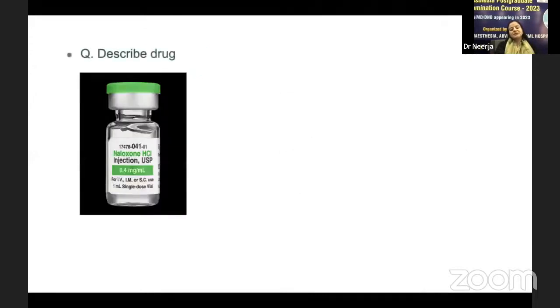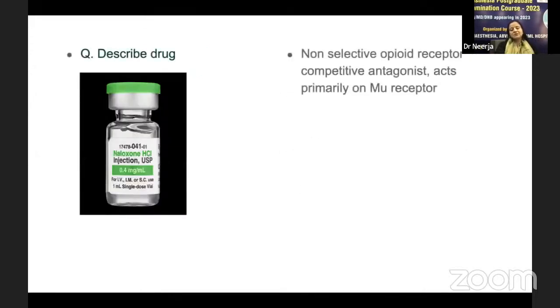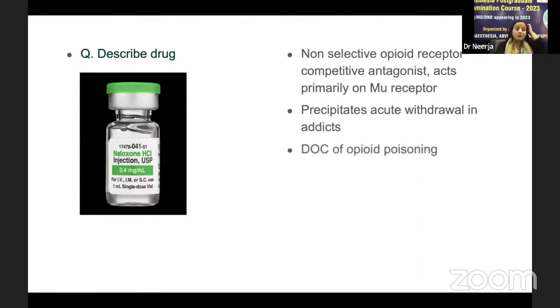Remember that fentanyl has various types of preparations. It is also used as a pre-medicant, as intranasal, as lozenges, and by the intradermal route also. You get patches, which are used for acute and chronic pain.